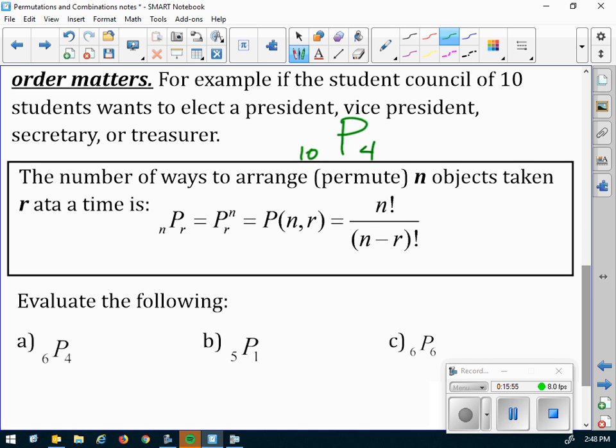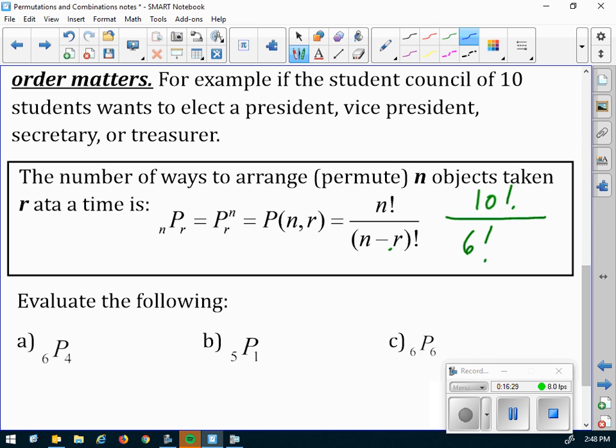This is what you need to write in that box, right here. It's n factorial divided by n minus r factorial. So for this question, what would be the numerator? 10 factorial over, and what's 10 minus 4? 6 factorial. Now, if we write this out the way we were writing them out at the top, I want to show you what happens.